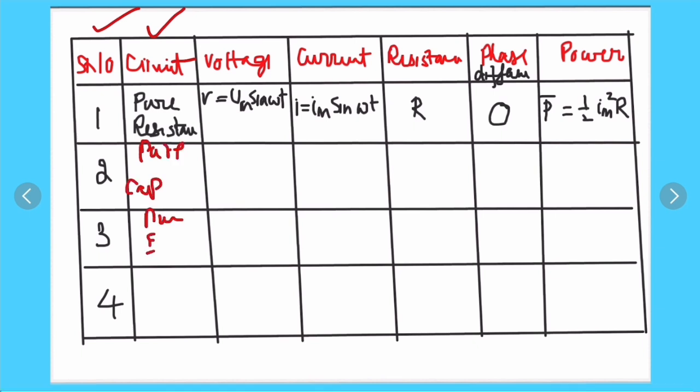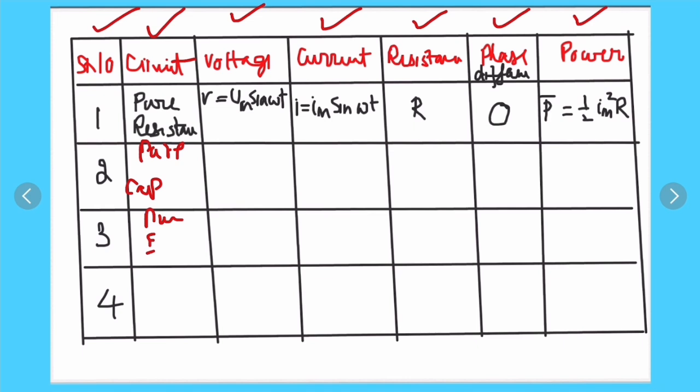Next, what is the voltage equation for each and every circuit? What is the current equation for each and every circuit? Resistance, phase difference, power. So make a table like this. Then it is very easy for you to study for the exams. Okay? It's very easy for you. Then when you are going for the competitive exams, instead of studying the full chapter again, if you just see this table, it is easy for you.